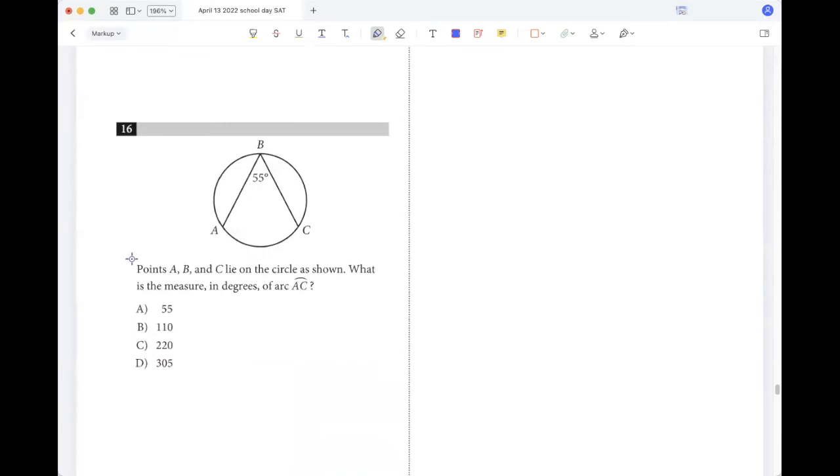Points A, B, and C lie on a circle. What is the measure in degrees of arc AC? Okay, so arc AC is this angle theta, right? And theta will be 2 times 55 because the angle at the center is twice the angle on the circumference. So that's 110.